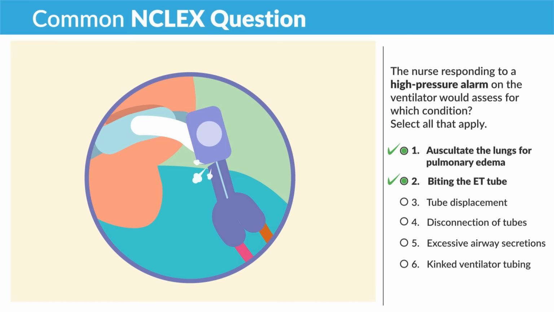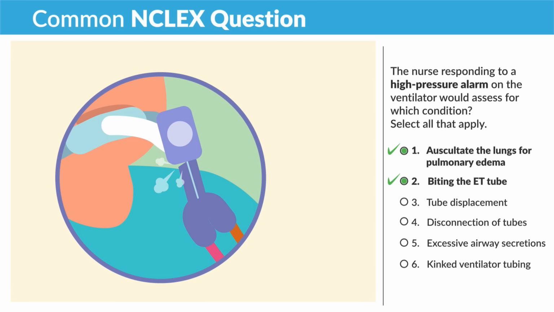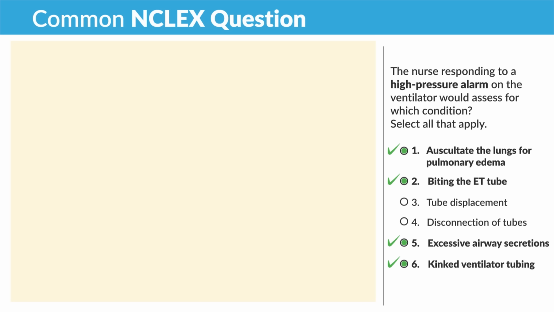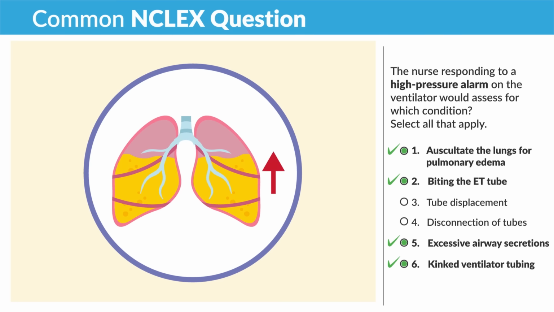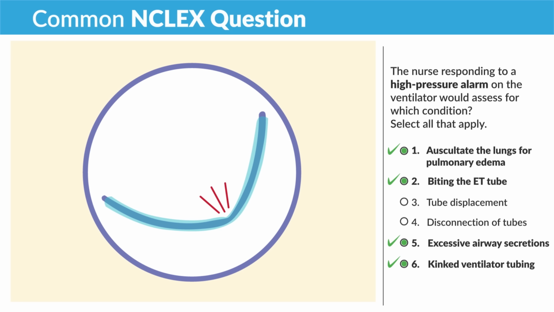Again, we're leaking air. There's no blockage here. And options 5 and 6 are correct. Excessive airway secretions can cause blockages, and kinked airway tubing will definitely cause a blockage.